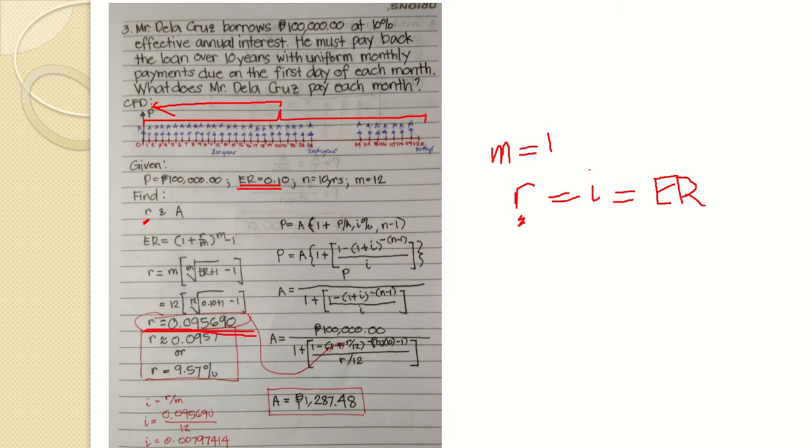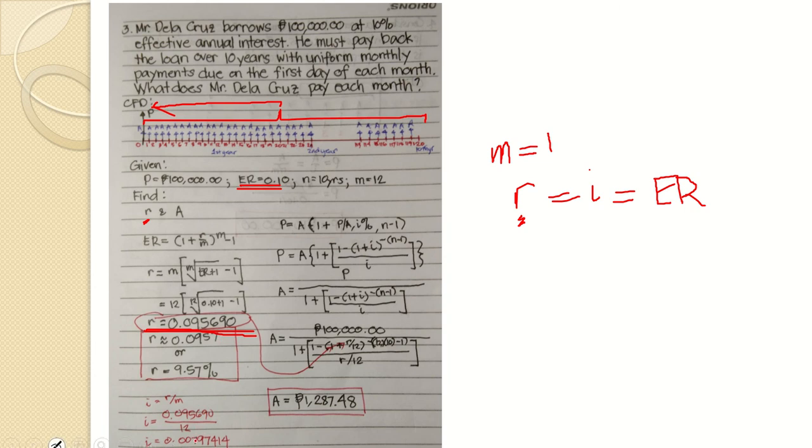Because we will use this in the next formula, in the next equation. Your answer can be rounded, but if you will use it in another equation, use the exact value. So that's 9.57%. The nominal rate of interest is 9.57%.